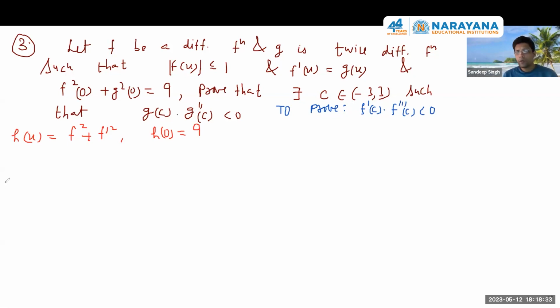And what else do we know about these values? G of 0, we have some information. Because f of x is less than or equal to 1, that means g square 0 is what? Greater than or equal to 8. Right? Correct? That means g of 0 magnitude is greater than 2 root 2 and less than 9.